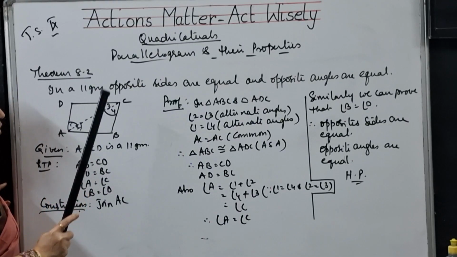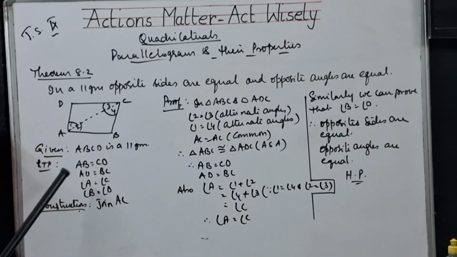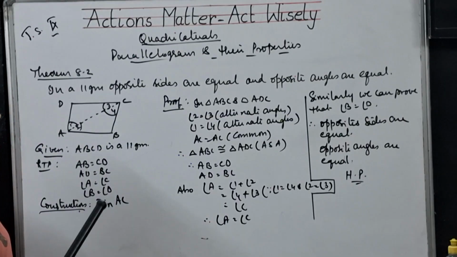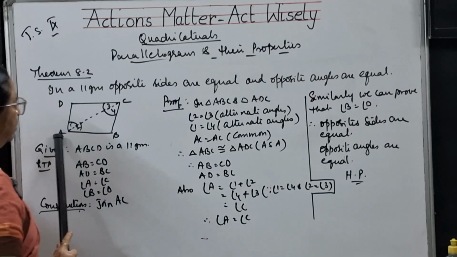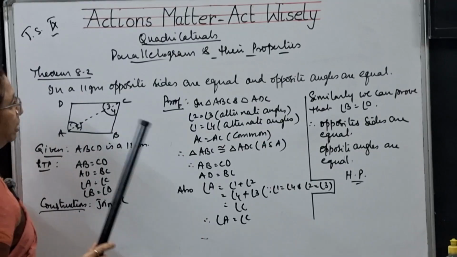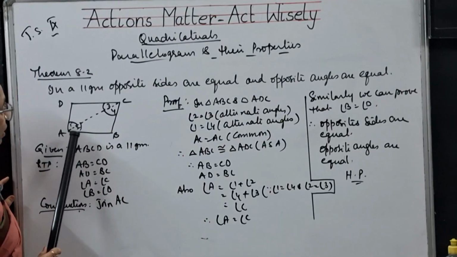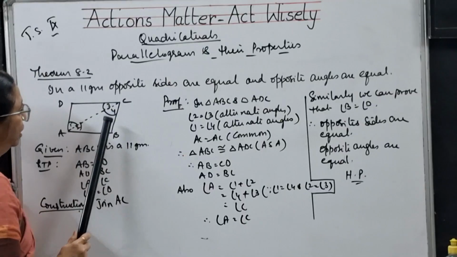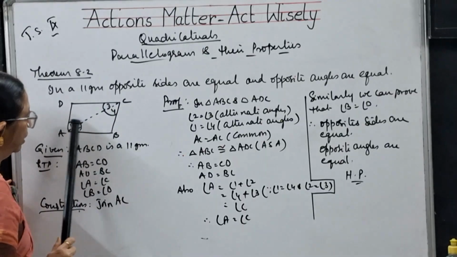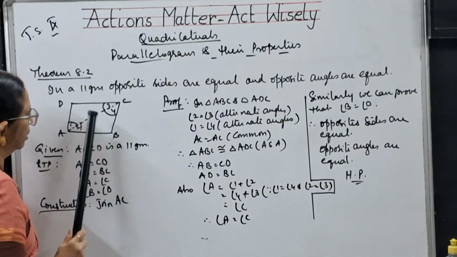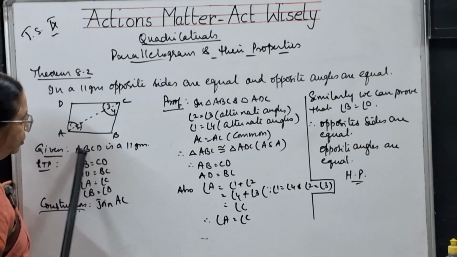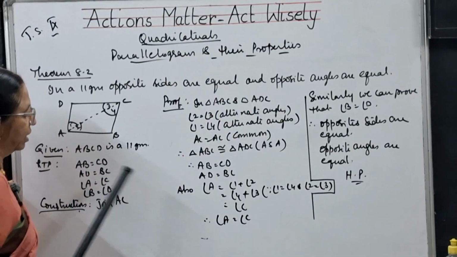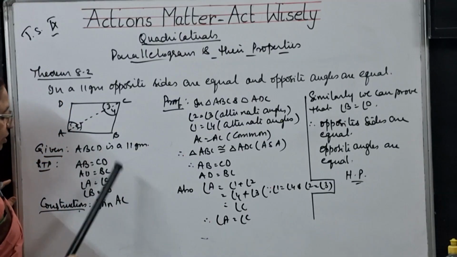The first property, in theorem 1, we said that the diagonal divides the parallelogram into two congruent triangles. Now, the second property is that the opposite sides of a parallelogram are equal, as well as the opposite angles. This we are going to prove here. See, ABCD is a parallelogram, that is all they have given. So what is RTP? We need to prove that AB is equal to CD, AD is equal to BC, angle A is equal to angle C, angle B is equal to angle D. That is, opposite sides are equal and opposite angles are equal. These are the things which we need to prove.